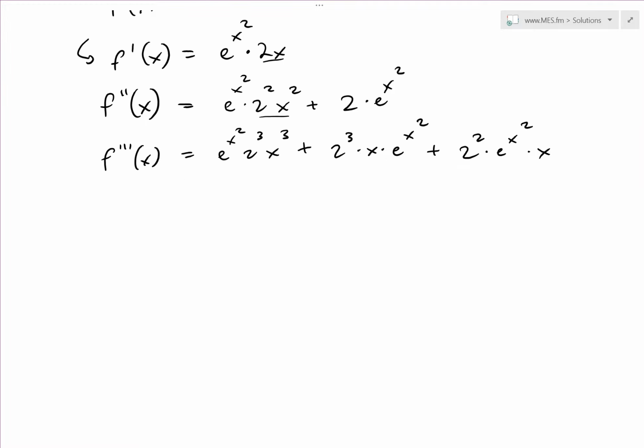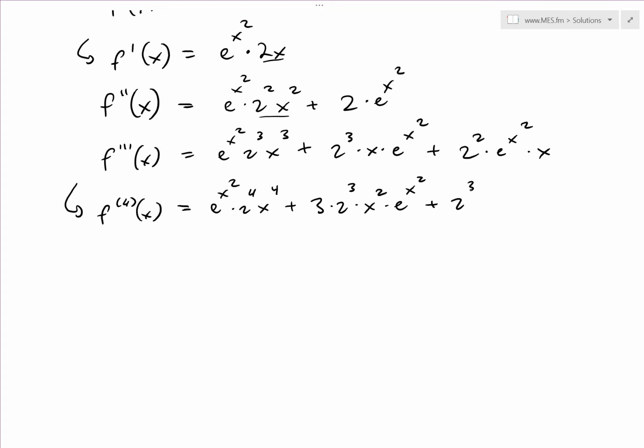And then the last one, the fourth derivative of f(x), this equals 2. Again, this is just more tedious stuff. So e^(x²), then this is going to be 2⁴ because using the chain rule, x⁴, and then plus, with the product rule, this 3 goes down. So we have 3 times 2³ times x². When you minus it, just put this over here for the product rule. And then plus, now we have this part right here, the derivative of this first one, that's just 2³ times e^(x²).